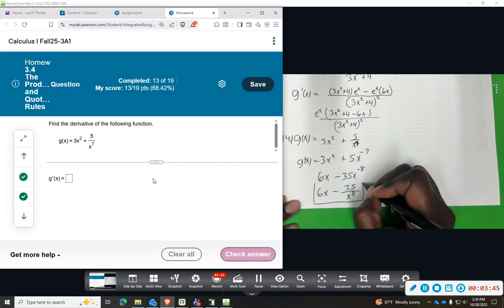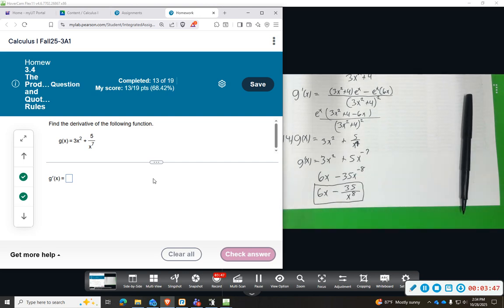And so that's a better way of doing it. You don't have to do the quotient rule here. You can use the power rule.